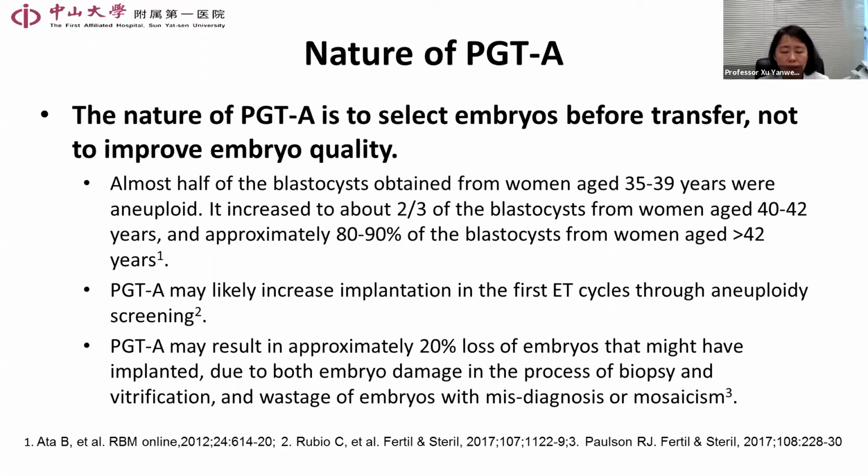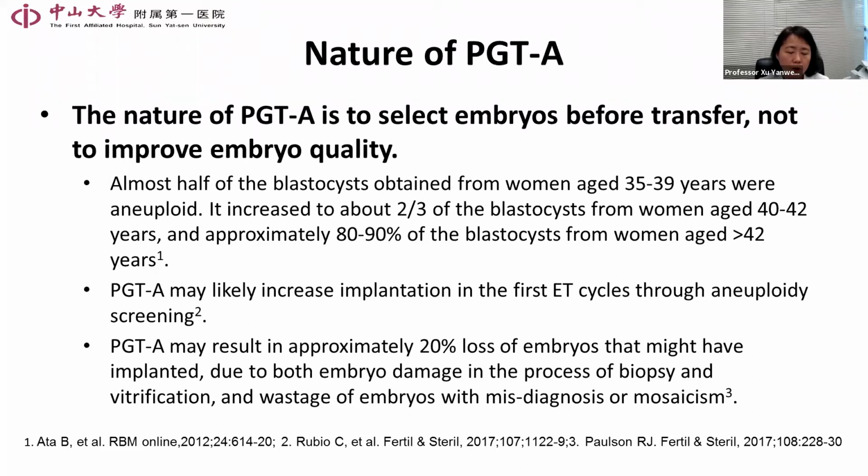And the rationale of PGT-A is the high aneuploidy rates in our population. Almost half of the blastocysts obtained from women aged 35 to 39 years were aneuploid. And this aneuploidy rate increased to about 2/3 of the blastocysts from women aged 40 to 42 years, and approximately 80 to 90% of the blastocysts from women aged more than 42 years.